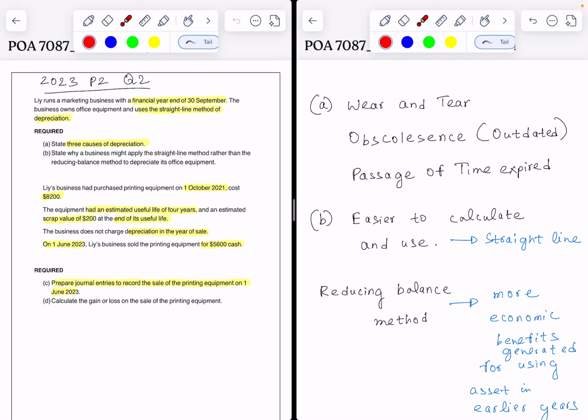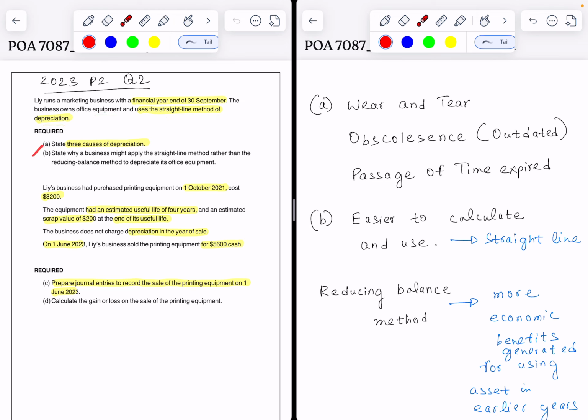Lai runs a marketing business with a financial year end of 30 September. This means we're working with a business where the financial year starts on 1 October of a given year and ends on 30 September of the following year. The business owns office equipment and uses the straight line method of depreciation.